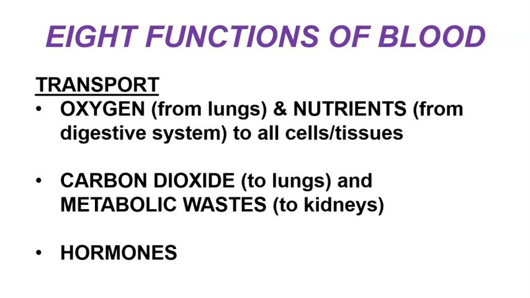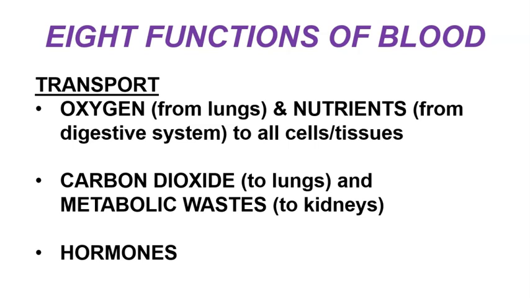Blood transports oxygen, which is absorbed by simple diffusion in the lungs, and nutrients, which are absorbed by osmosis, diffusion, or active transport in the digestive system, to all of our body's cells and tissues, as these are needed for normal cell function as well as maintaining homeostasis.